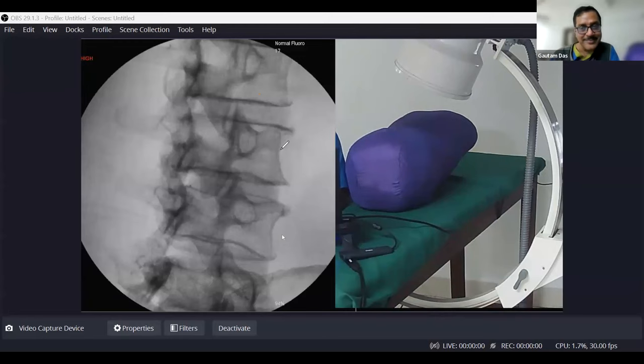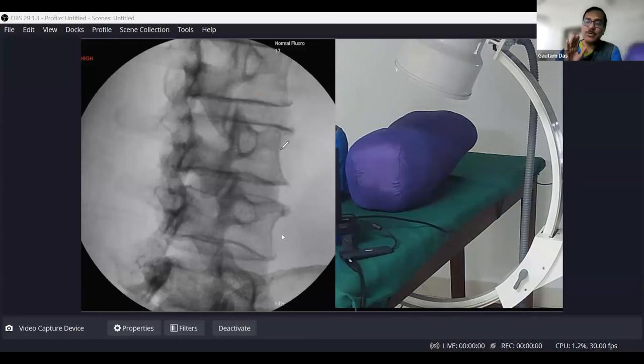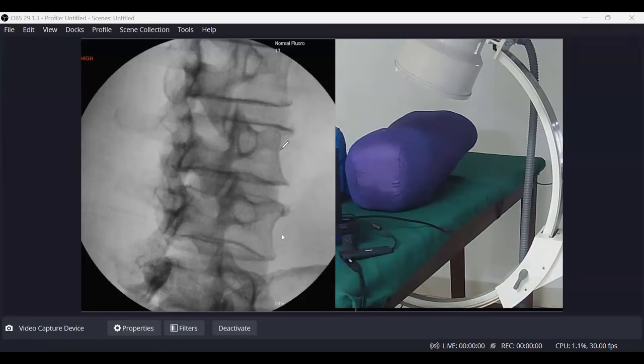Clear? Is 40 or 80 milligram for triamcinolone? It is the same for depo-methylprednisolone and triamcinolone, as it is an equivalent dose. 40 milligram triamcinolone is equivalent to 40 milligram of depo-methylprednisolone.